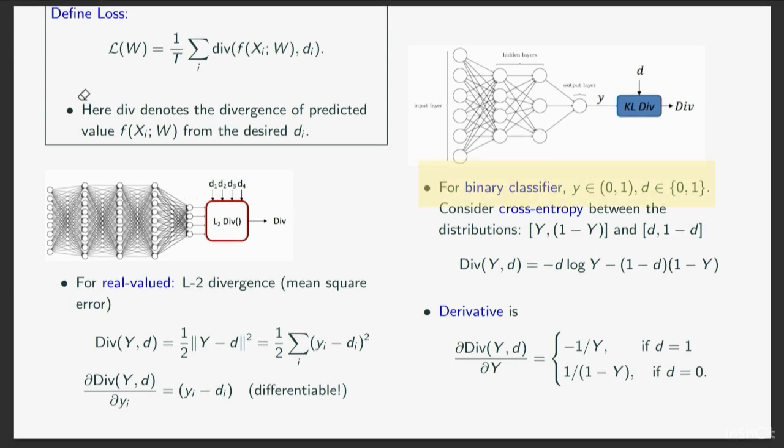But if it's a binary classification problem, then your output will be 0 or 1. Y will be 0 or 1, and the desired output is also 0 or 1. For such cases, cross entropy is the preferred loss for binary classification problems, and this is defined like this: d log y, 1 minus d, 1 minus y. Is there a mistake here? Someone can point out? There's a log missing here, right? Yeah, so there seems to be a mistake. It's minus d log y minus (1 minus d) log of (1 minus y), right? Okay, so this is binary cross entropy.